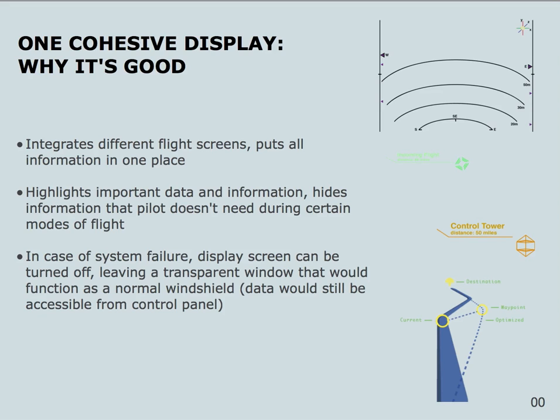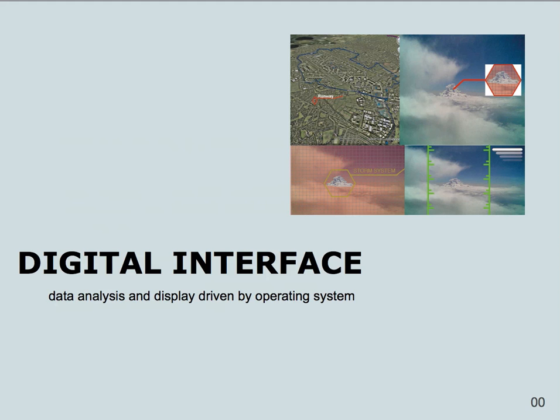And in case of system failure, the display screen can be turned off, which would leave a transparent window that would just be like the normal windshield. Because of new display technology, it is possible to just turn a window into a real screen. So that seems like something that could be really powerful when implemented in a cockpit of an airplane.